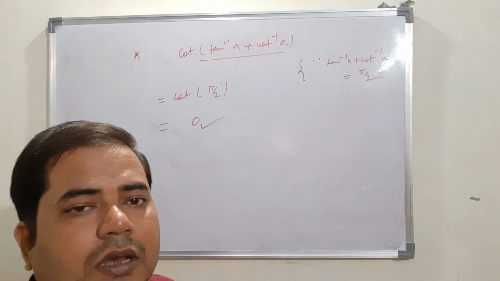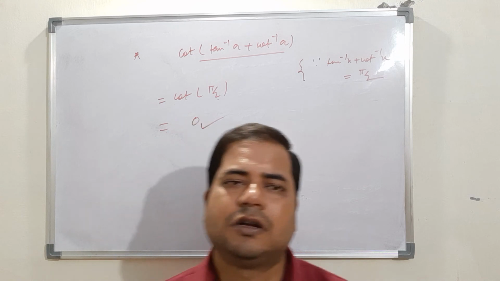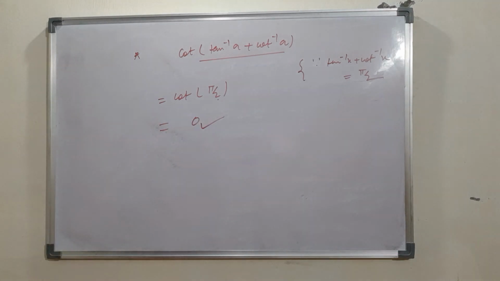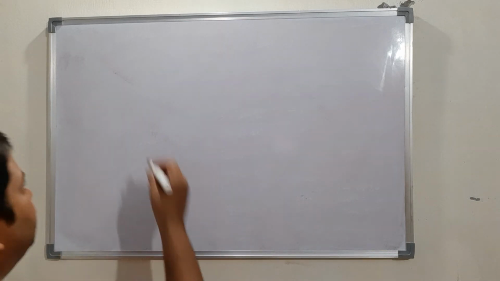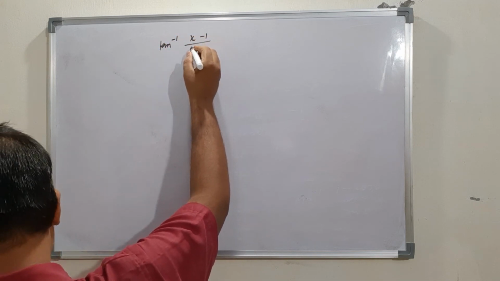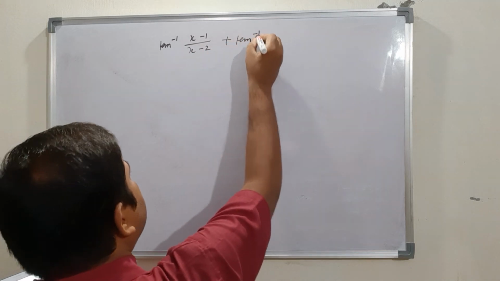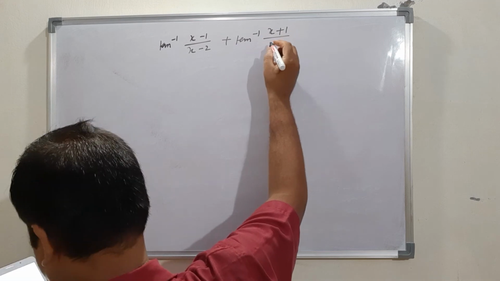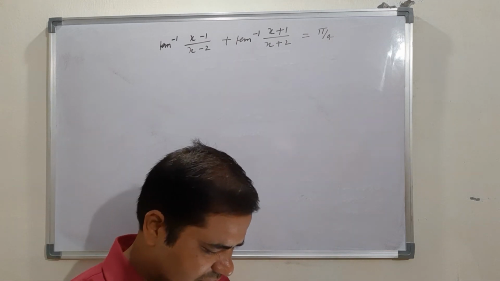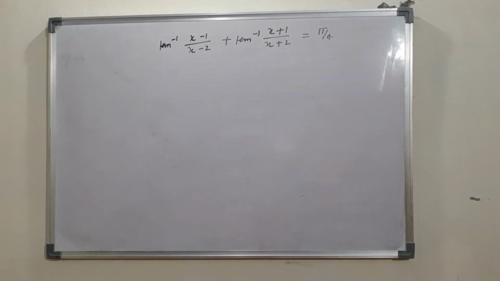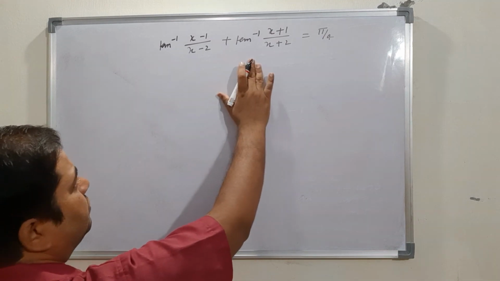This is also a very important question and many times asked in the board. This is the inverse trigonometric equation. So let us see. Find the value of x if tan inverse of (x minus 1) divided by (x minus 2) plus tan inverse of (x plus 1) divided by (x plus 2) is equal to pi by 4. See, this is a very good question. Many times asked in the board, but in a different manner. So for that, you have to solve this equation and get the value of x.